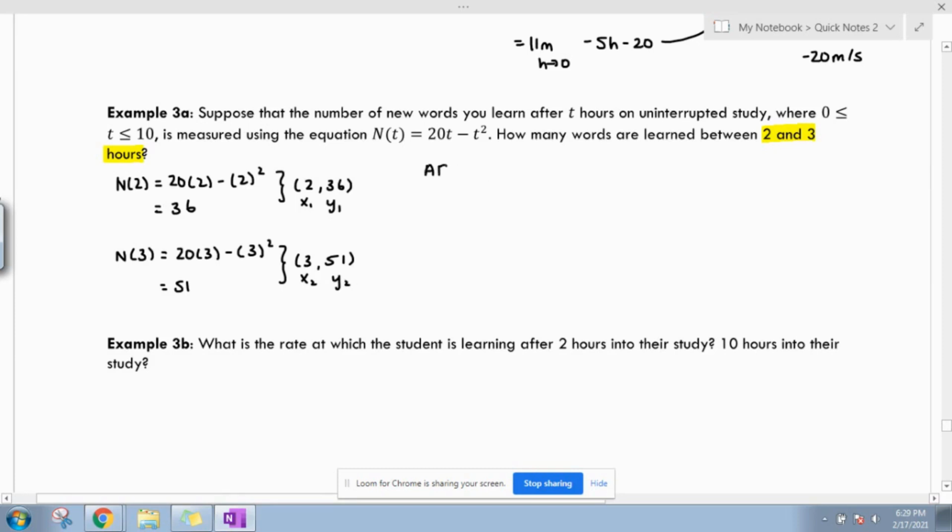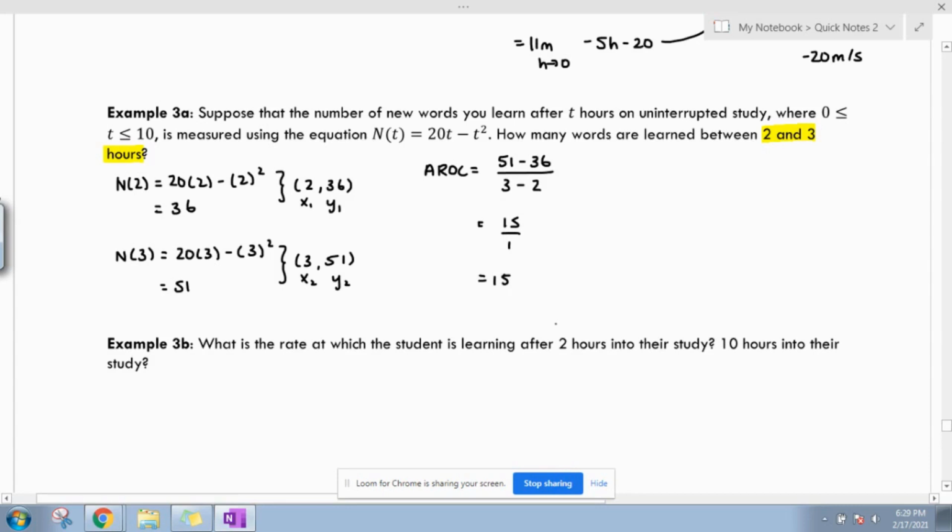And we're going to figure out the average rate of change here now. So that's going to be my y2 minus my y1 over x2 minus my x1. If I simplify that, I'm going to get 15 over 1, which just simplifies to 15.